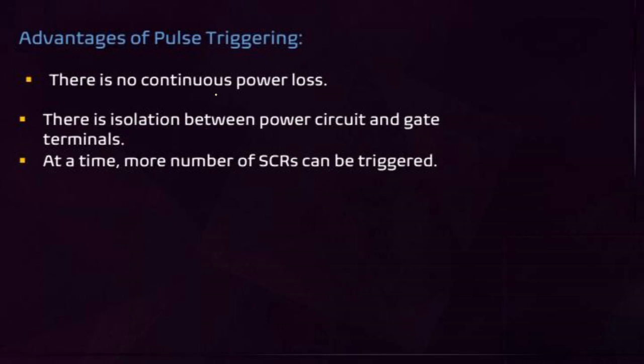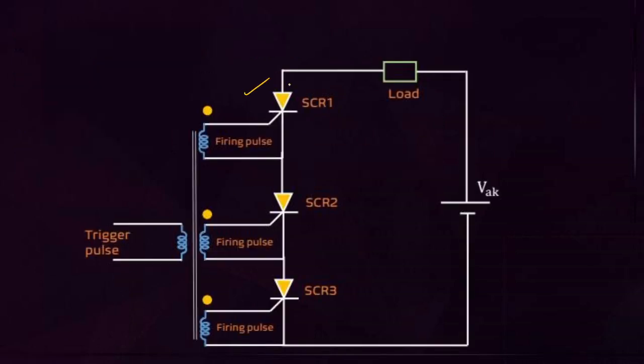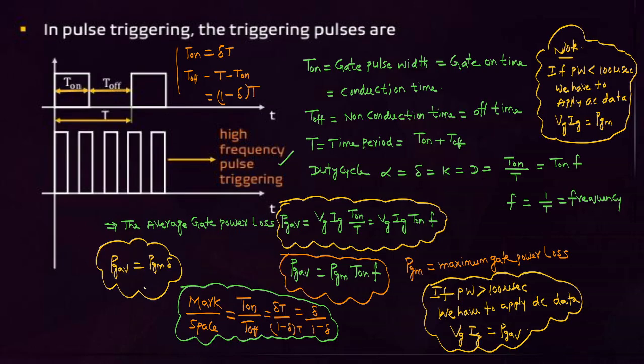Here, the advantages of pulse triggering again. There is no continuous power loss. There is isolation between the power circuit and gate terminals. At a time, more number of SCRs can be triggered. This is the connection for how to trigger more number of SCRs at a time using a pulse triggering circuit.